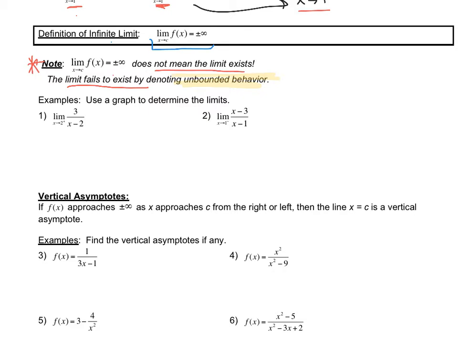So in number 1, we're looking at the limit of 3 over x minus 2 as x approaches 2 from the right. So I'm going to stop right there because we know that as x approaches 2, looking at the denominator, 2 is where this essential discontinuity is. That's where the vertical asymptote is. Now, do we know what's happening as x approaches 2 from the right versus the left?